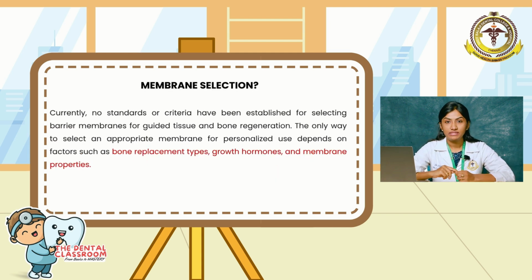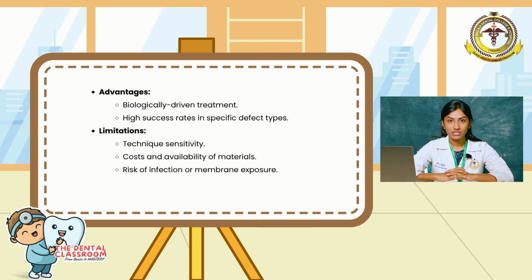Coming to the membrane selection, there is no ideal or standard criteria for selecting the membrane as of now. Numerous studies and literature are investigating the selection of membranes and analyzing their properties. As of now, we select the membrane based on certain factors like bone replacement types, growth hormones and membrane properties. Based on these factors and the clinician's perspective, we can select the membrane for the patient.